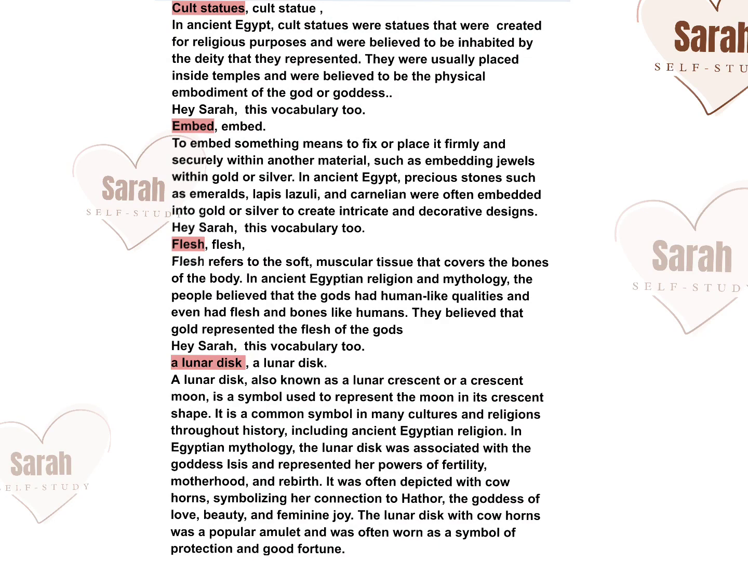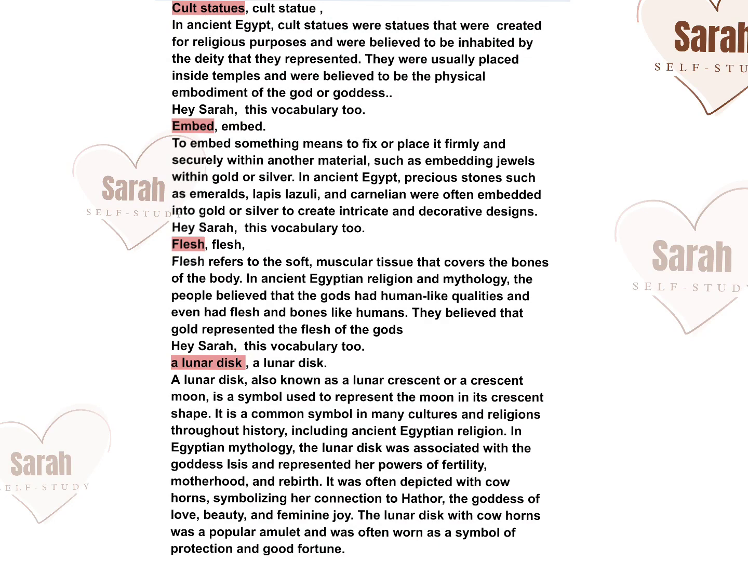Hey Sarah, this vocabulary too. Flesh. Flesh refers to the soft, muscular tissue that covers the bones of the body. In ancient Egyptian religion and mythology, the people believed that the gods had human-like qualities and even had flesh and bones like humans. They believed that gold represented the flesh of the gods.